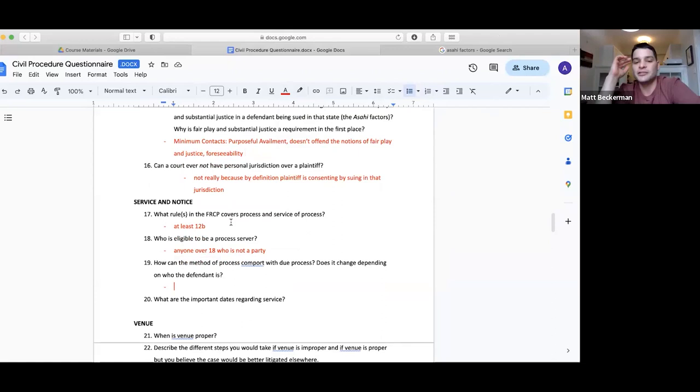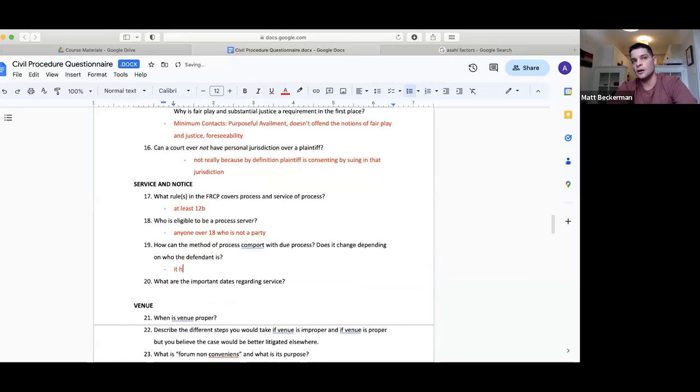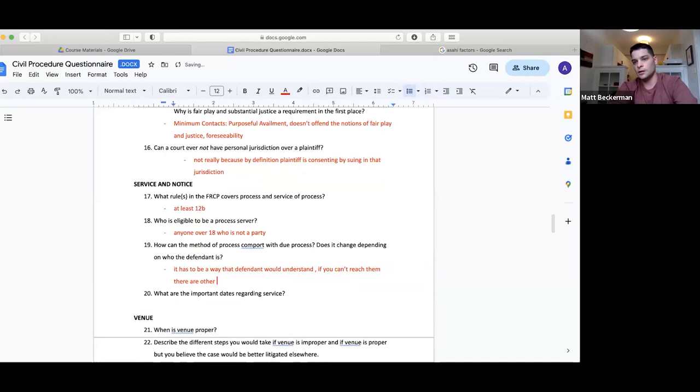How can the method of process comport with due process? Does it change depending on who the defendant is? This is a Matt Beckerman question. We need a Matt Beckerman answer. Honestly, I'm not even sure what I meant by writing this. It has to be a way that the defendant will understand. If you physically can't reach the person, you can also post it in the news, online, reach them electronically. But if they live in Florida, you can't put it in the Boston Globe. You'd have to put it in Florida papers, in a way that they can reasonably expect to see it or get it.